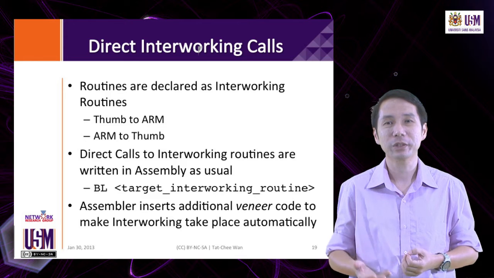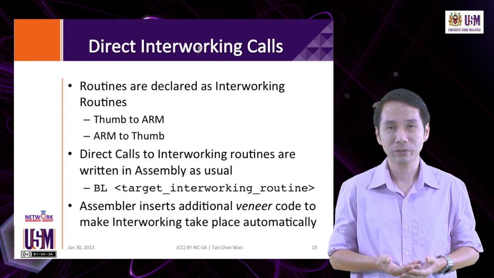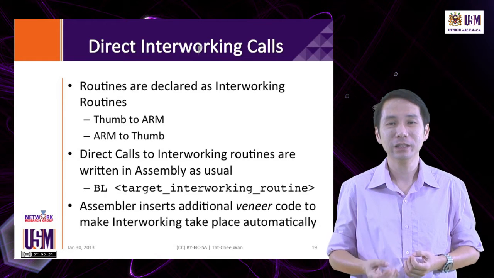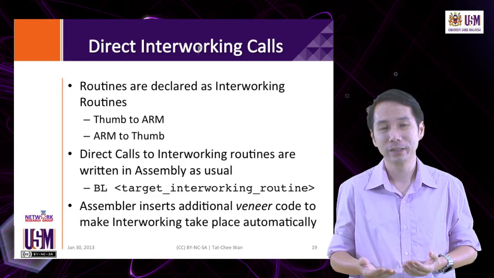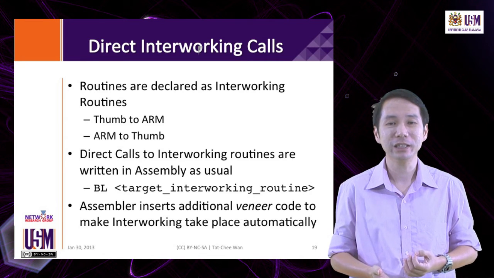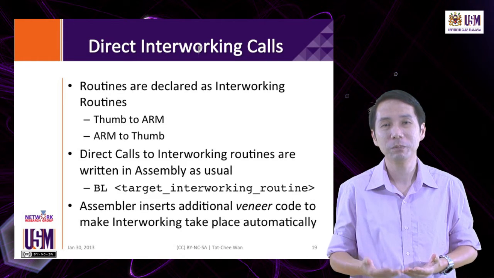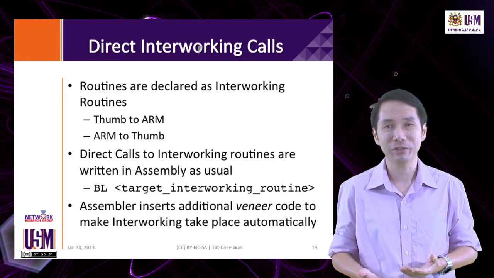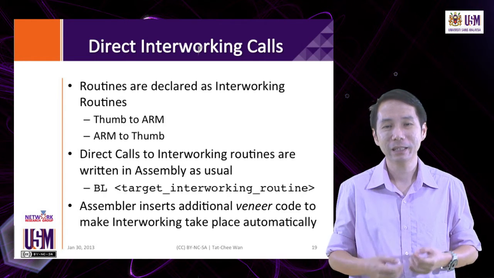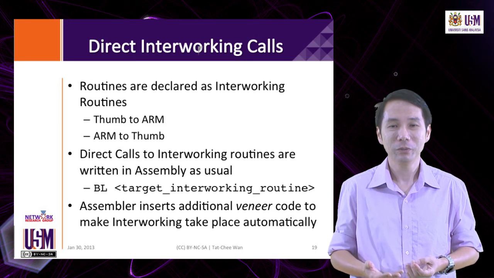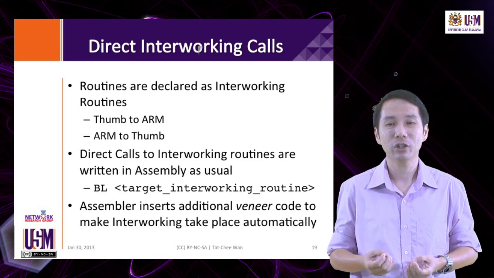First, we look at direct interworking calls, where we call the routine directly in our software. In such a case, the routines must first be declared as interworking routines, whether thumb to ARM or ARM to thumb. A direct call to an interworking routine is written in assembly as usual, meaning that we will have the branch and link instruction or BL with the target interworking routine address, usually referenced by the label of the routine name. The assembler will insert additional linear code which will make the interworking take place automatically.